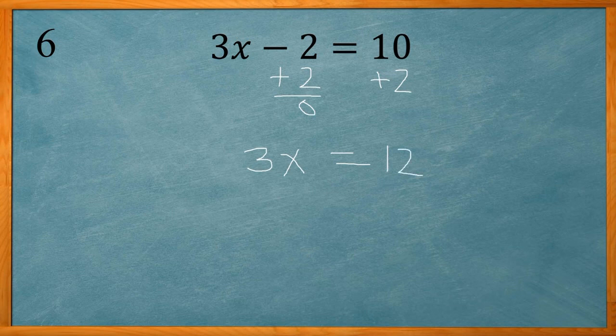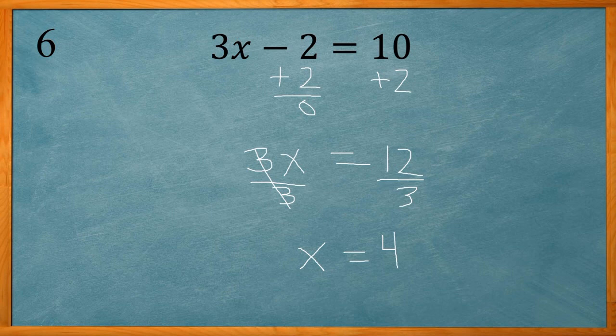Our second step, see we've got a 3x, 3 times x equals 12. Opposite of multiplication is division, so I divide both sides by 3. Okay, leaves me with just a 1x, and 12 divided by 3 is 4. Okay, so we did two steps. We added 2 to both sides and divided both sides by 3.